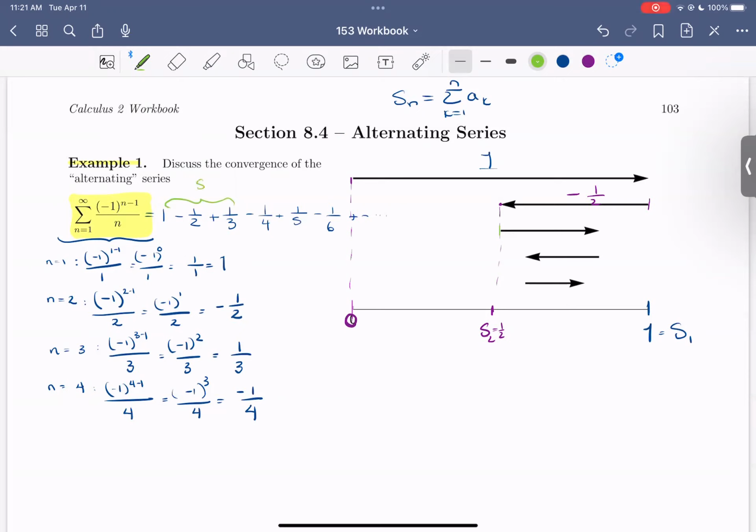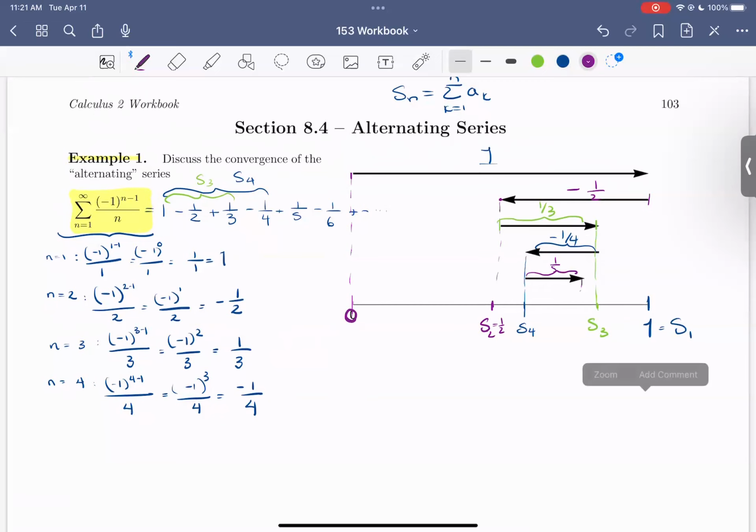But we could keep doing this. From that 1/2, I'm going to add 1/3. Now I'm looking at the partial sum of 3 terms. It'd be somewhere here. That would be S sub 3, my third partial sum. I can keep doing this. Now I'm going to subtract 1/4, so I'm going to go back a little bit. I'm not going to quite cancel out that 1/3 that I added, but I'll be somewhere here. That's S sub 4. Next I would add 1/5, so we'd have S sub 5.